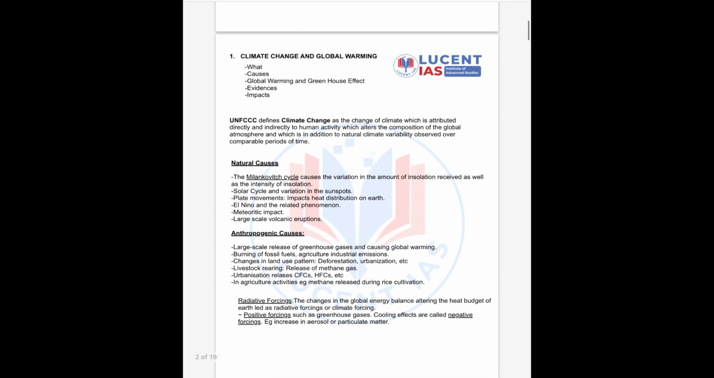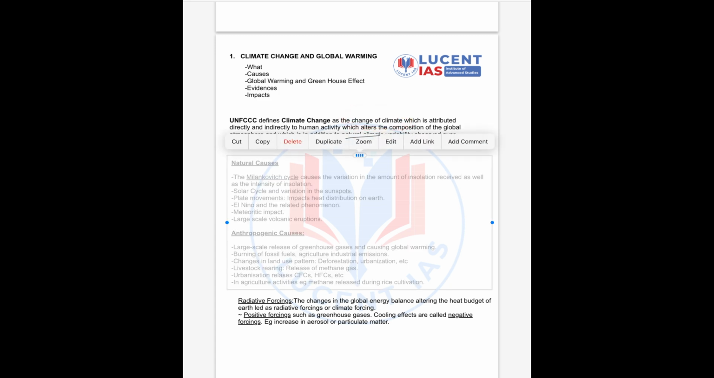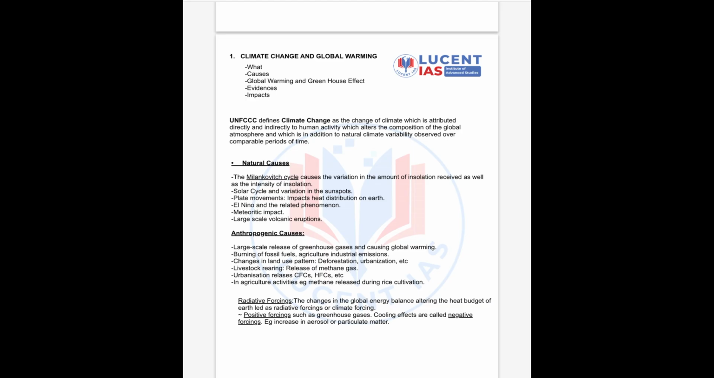So first is climate change and global warming. So what is climate change? Climate change is just change of climate which is attributed directly or indirectly to human activity. So change in the normal composition of climate is called climate change. Clear? So next, we will see what are the causes.